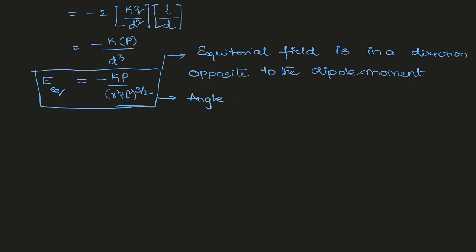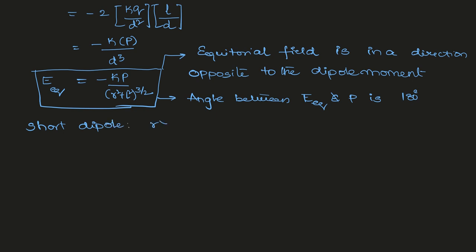Angle between equatorial field and dipole moment is 180 degrees. That means they are anti-parallel. The same question we can extend like this: angle between equatorial field and axial field, it is 180 degrees. And this point also they will ask about short dipole.